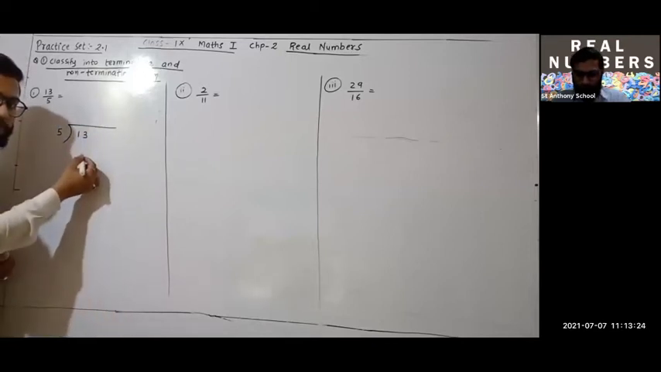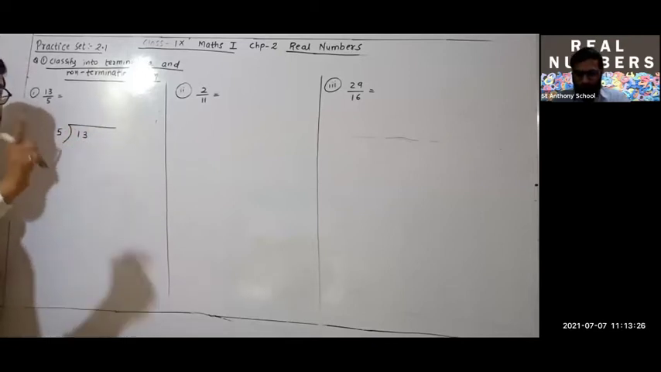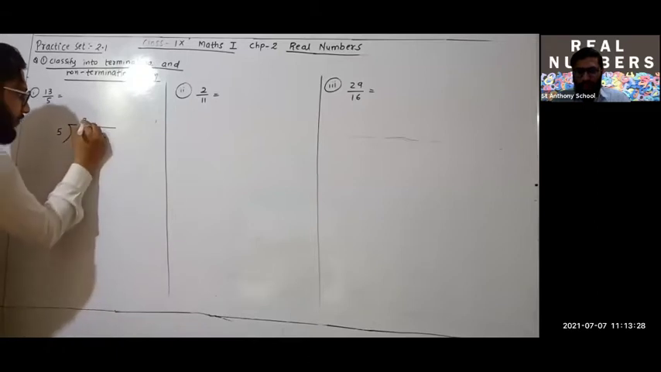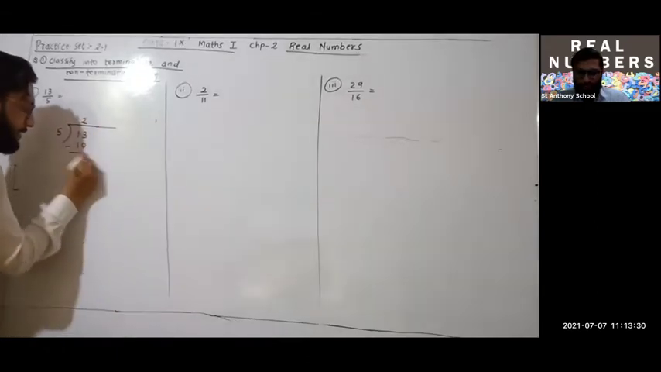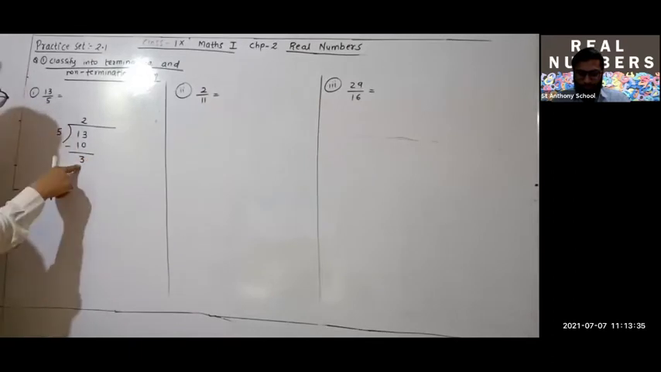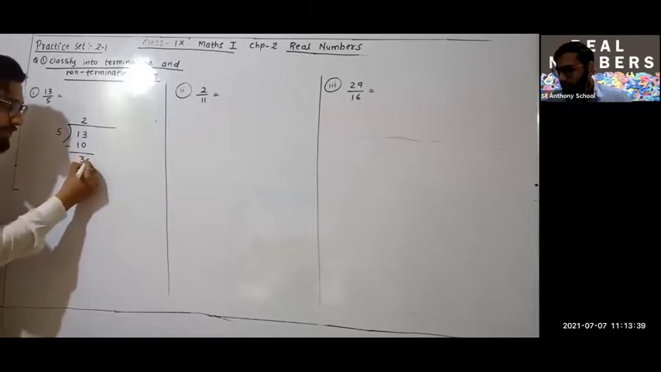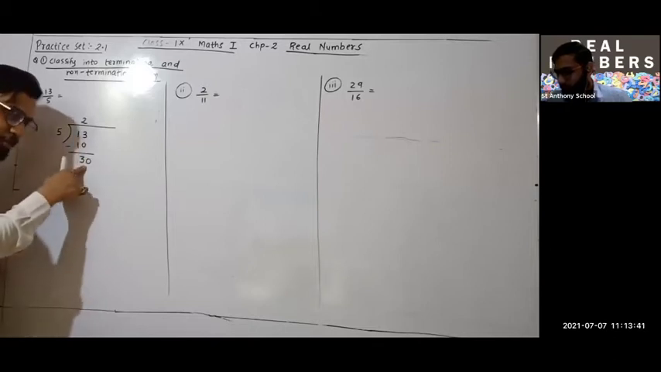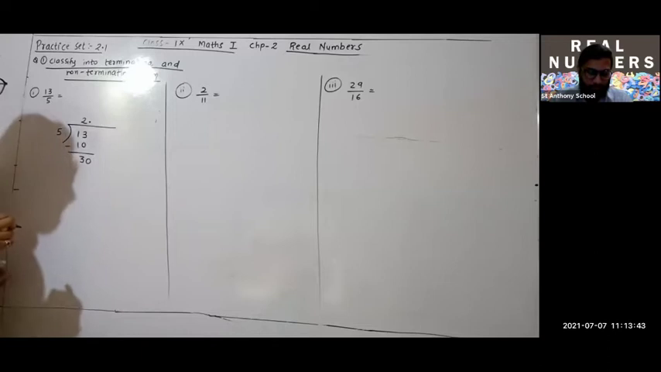5 ones are, 5 twos are, 5 threes are 15. We will take 15, right? No, this is 13. 5 twos are 10, we will take that. So we will take 5 twos are what? 10, minus. 13 minus 10 is what? 3. So if you are taking 3, then 5 is a larger number than 3. So what we will do? We will take here 0. If you are taking here 0, then we have to put here a decimal point.